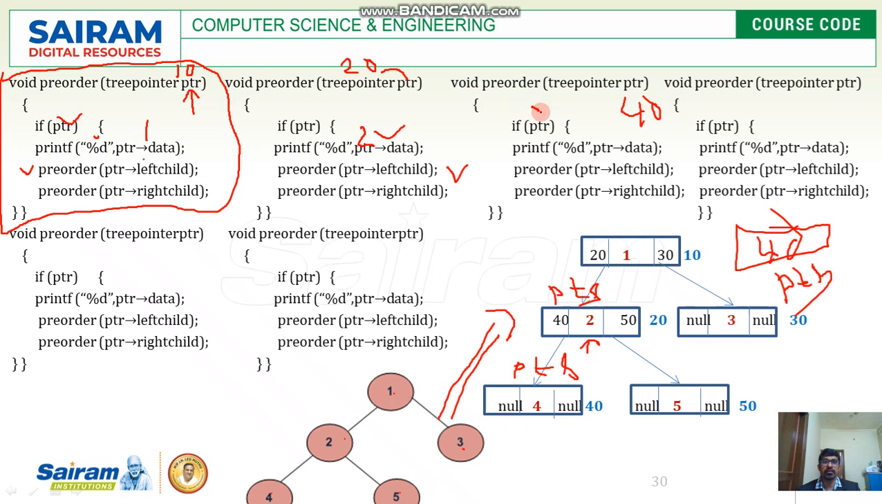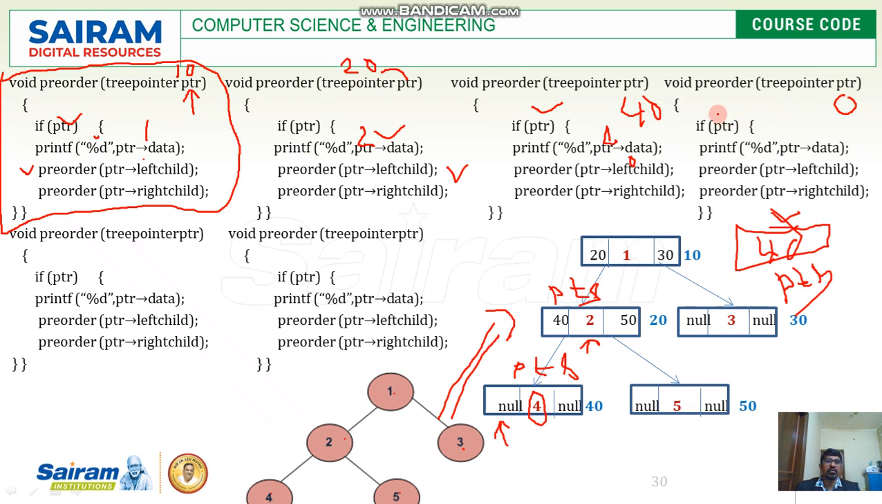Check whether PTR has some value. Yes, it's true. So what it says: PTR data. So you are going to print the data part for this, which is 4. We are going to print this. Then pre-order PTR left child. PTR is a pointer to this, and the left child for this is null. So 0. So pre-order, what is PTR in this case? It is 0.